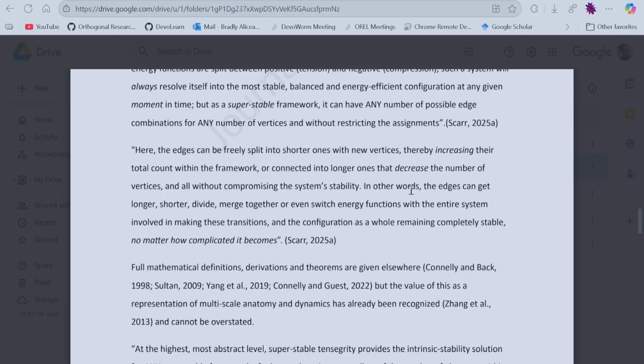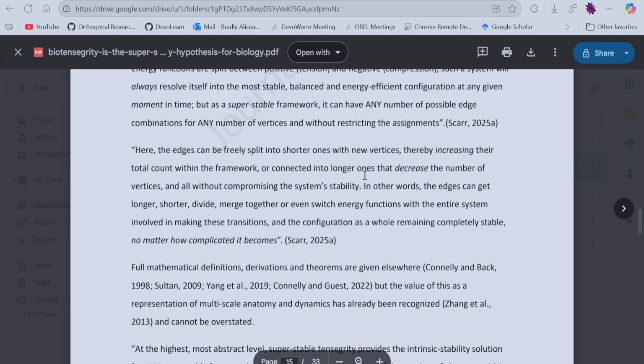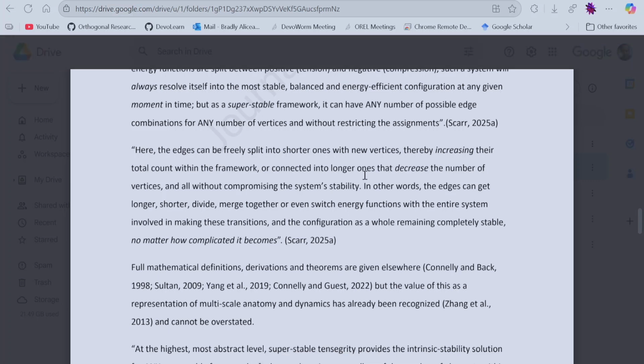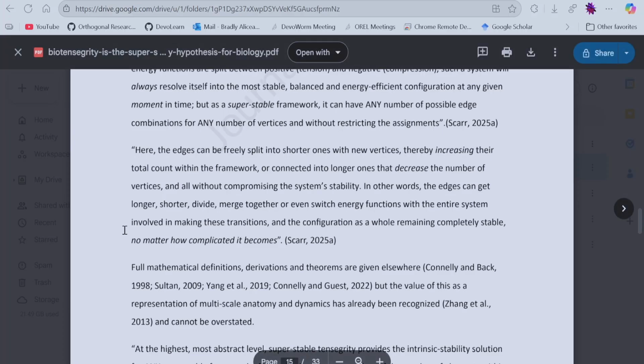They talk about how the edges can be freely split into shorter ones with new vertices, thereby increasing their total count, or connected into longer ones that decrease the number of vertices, all without compromising the system stability. So the edges can get longer, shorter, divide, or merge together, or even switch energy functions.